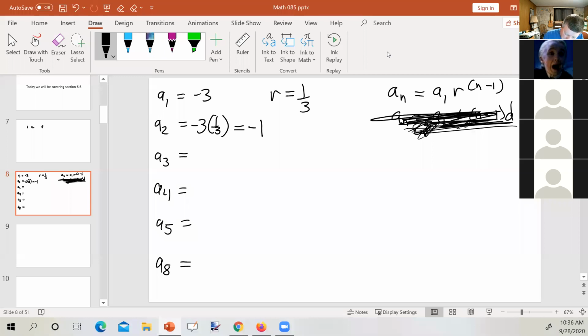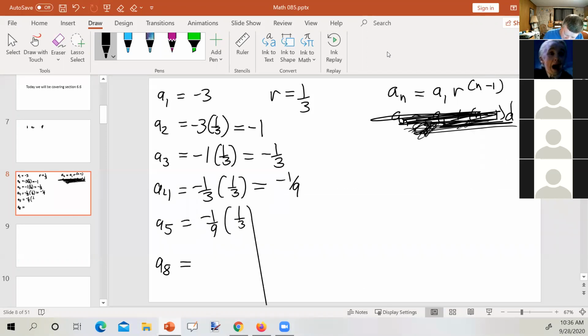The third term would be negative 1 times 1/3, which is negative 1/3. The fourth term would be negative 1/3 times 1/3, which is negative 1/9. The fifth term would be -1/9 times 1/3, which is -1/27. Now, I could just go on and find a sub 6, a sub 7, and a sub 8, but I'm not going to do it that way. I'm going to just find it directly using the formula.